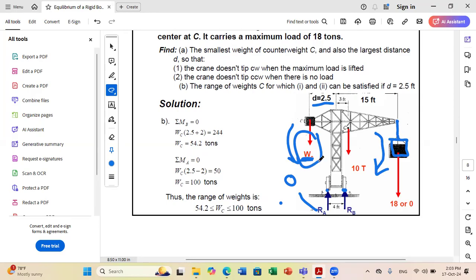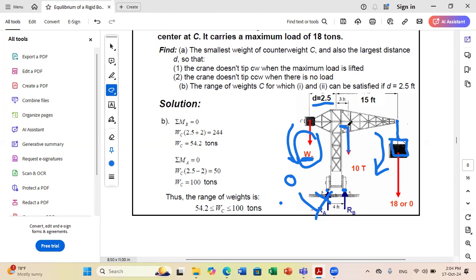Okay, and to find the value of this minimum counterweight, all I have to do is to say sum of moments about B equal to 0. RA is 0 already because I am in the extreme case, and I risk to tip over B. And now, if I do sum of moments about B, what do I have? If I consider, for example, the clockwise direction as positive, I have first the moment of the weight. So I do 10 tons times this distance.